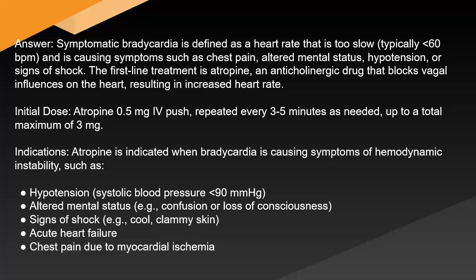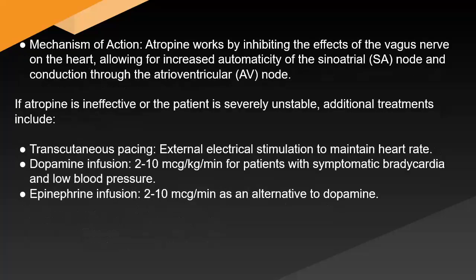mmHg, altered mental status, e.g. confusion or loss of consciousness, signs of shock, e.g. cool, clammy skin, acute heart failure, chest pain due to myocardial ischemia. Mechanism of action: atropine works by inhibiting the effects of the vagus nerve on the heart, allowing for increased automaticity of the sinoatrial (SA) node and conduction through the atrioventricular (AV) node.